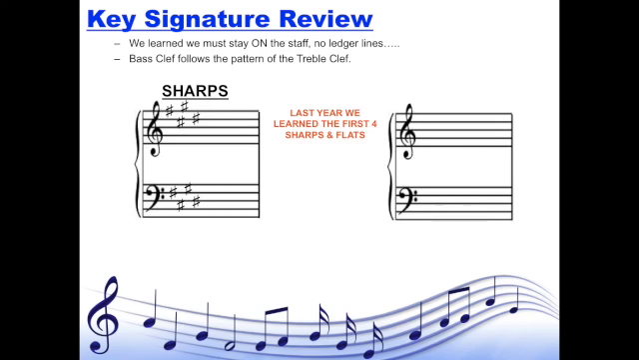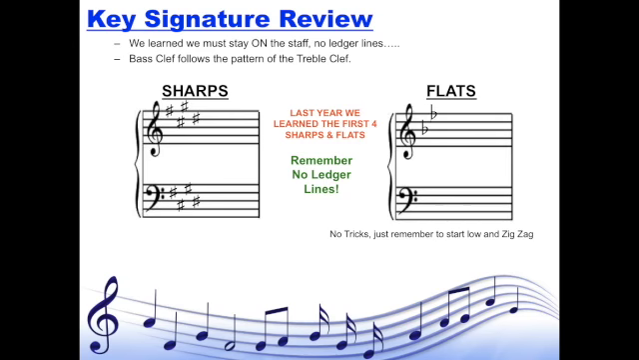No ledger lines, that's going to be important this year. And on our flats, we learned that we're going to start low and then zigzag up. No tricks here. You just start on the B, and that has to be the low one. So you go up to the E, down to the A, up to the D. And then the same thing in the bass clef. Start on the low B, go up to the E, down to the A, and up to the D.